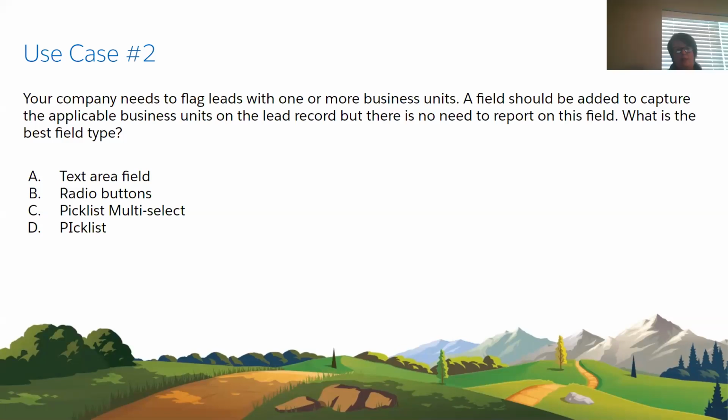Okay, so second use case, your company needs to flag leads with one or more business units. A field should be added to capture the applicable business units on the lead record, but there is no need to report on this field. What is the best field type? And again, this is one answer.